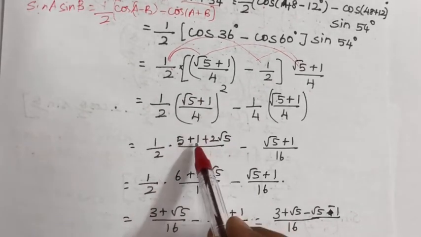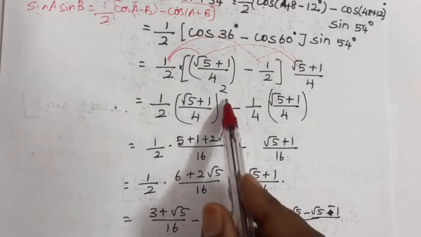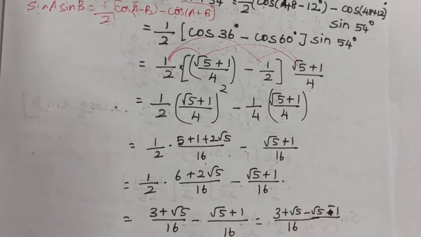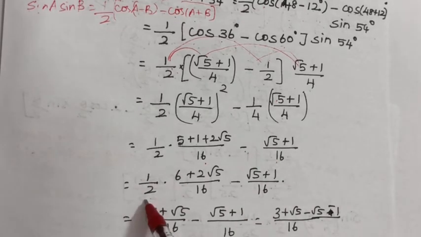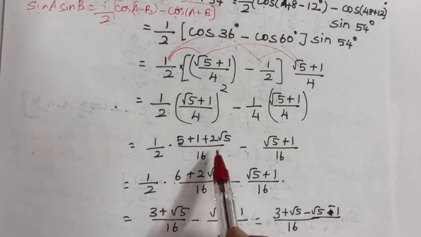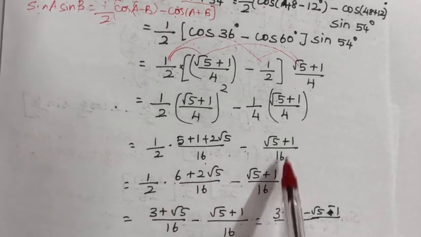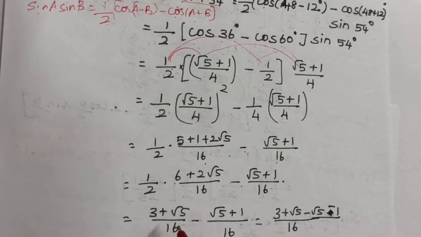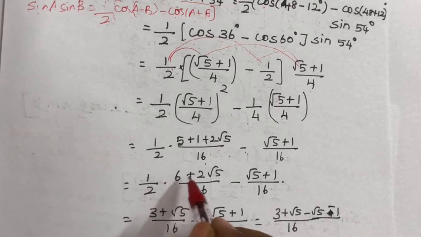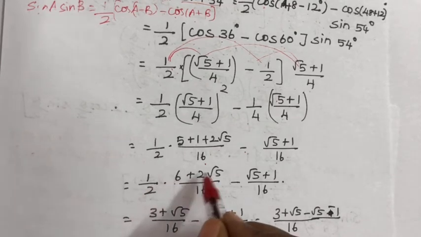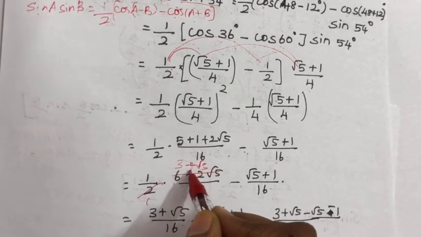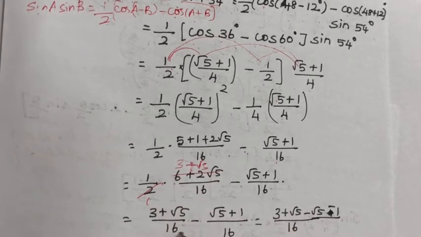So a square plus b square plus 2ab divided by 4 square is 16, minus 4 4s are 16, in the numerator root 5 plus 1. Again 1 by 2 into 5 plus 1, 6. 6 plus 2 root 5 divided by 16. Here root 5 plus 1 by 16. Now let's take 16 as LCM. Okay, we can cancel this. If I cancel this with this term, 3 plus root 5 will come there, isn't it? So 3 plus root 5 divided by 16 minus root 5 plus 1 divided by 16.